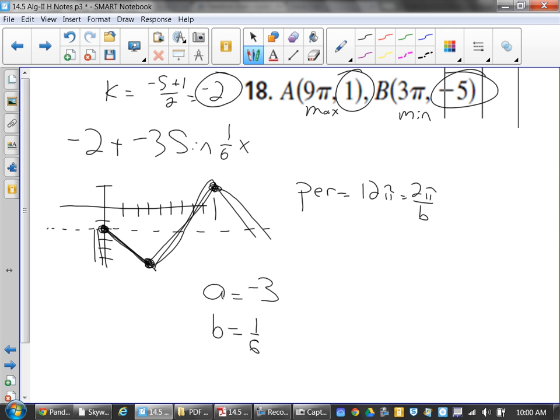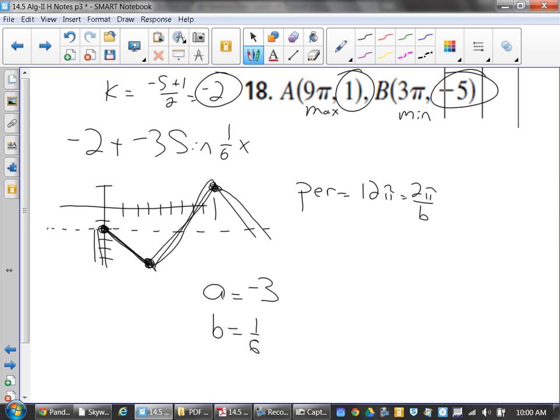All right. Quick question, yes, ma'am. Couldn't you just take the distance between your maximum and your minimum and then divide it by 2 to get A? Oh, if you do, 5 plus 1.